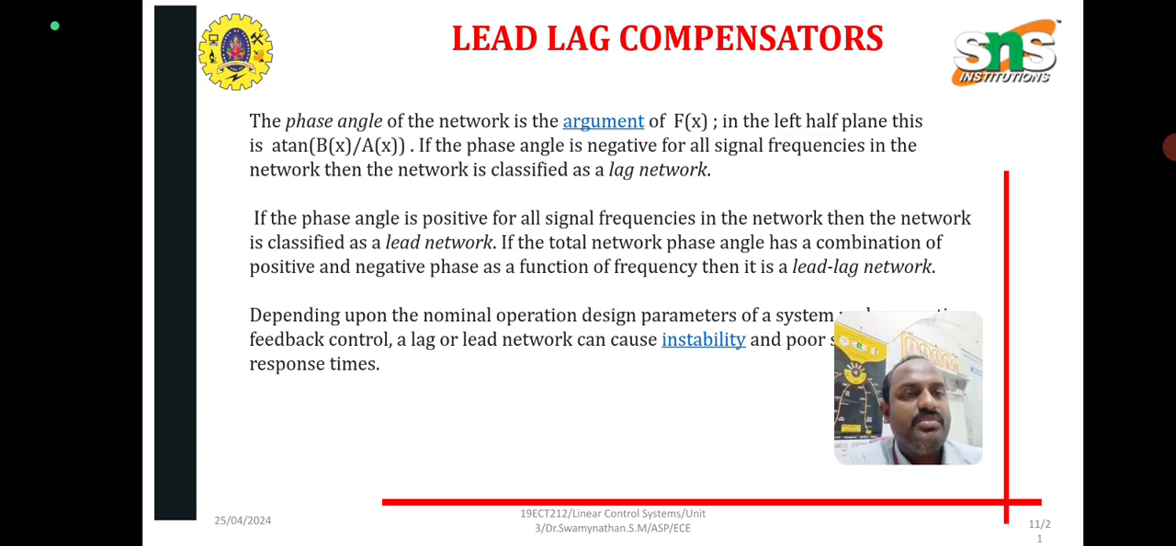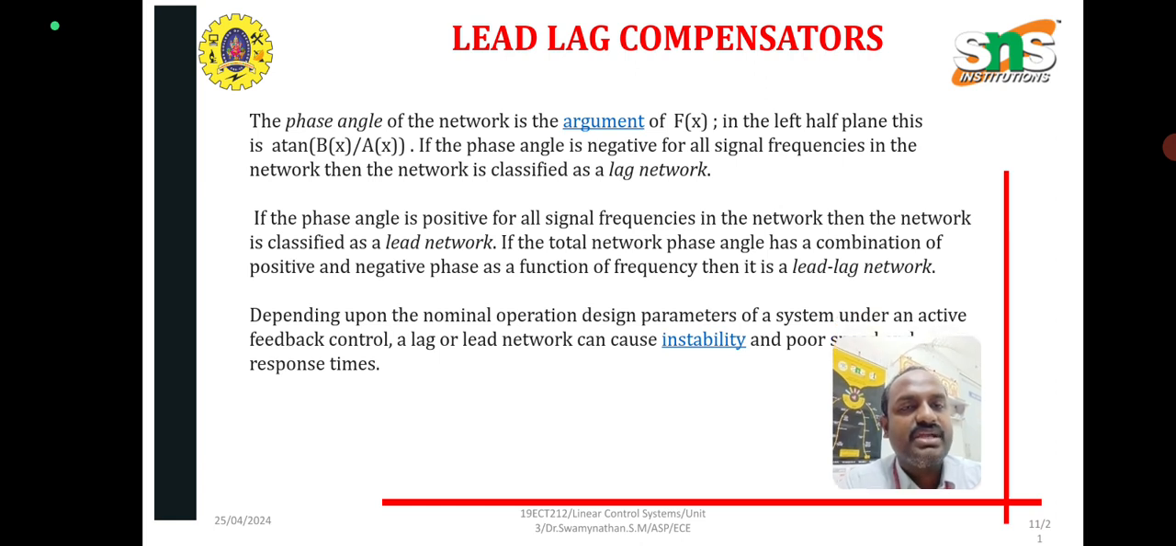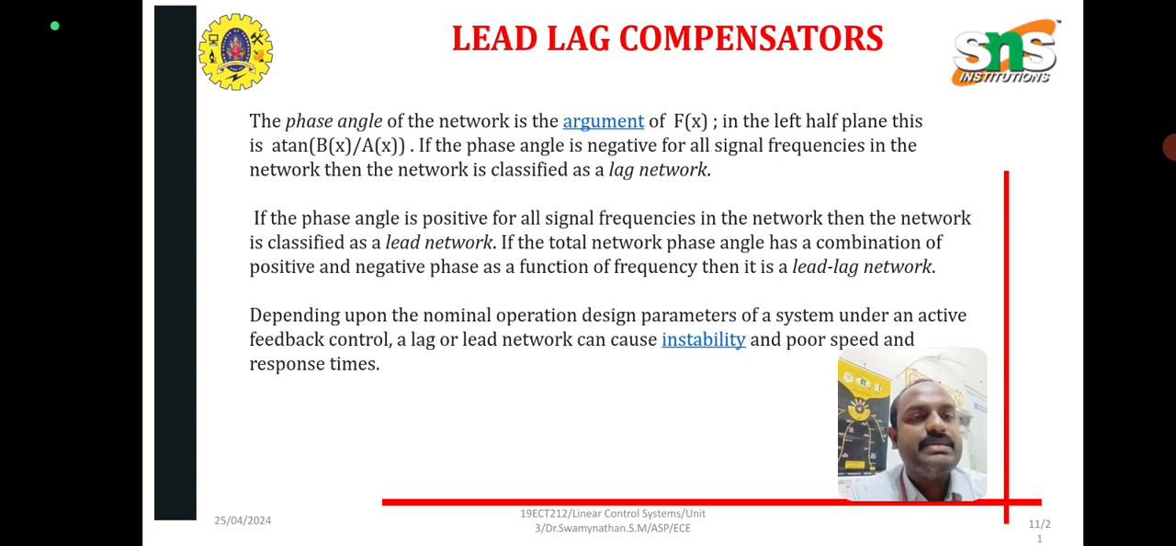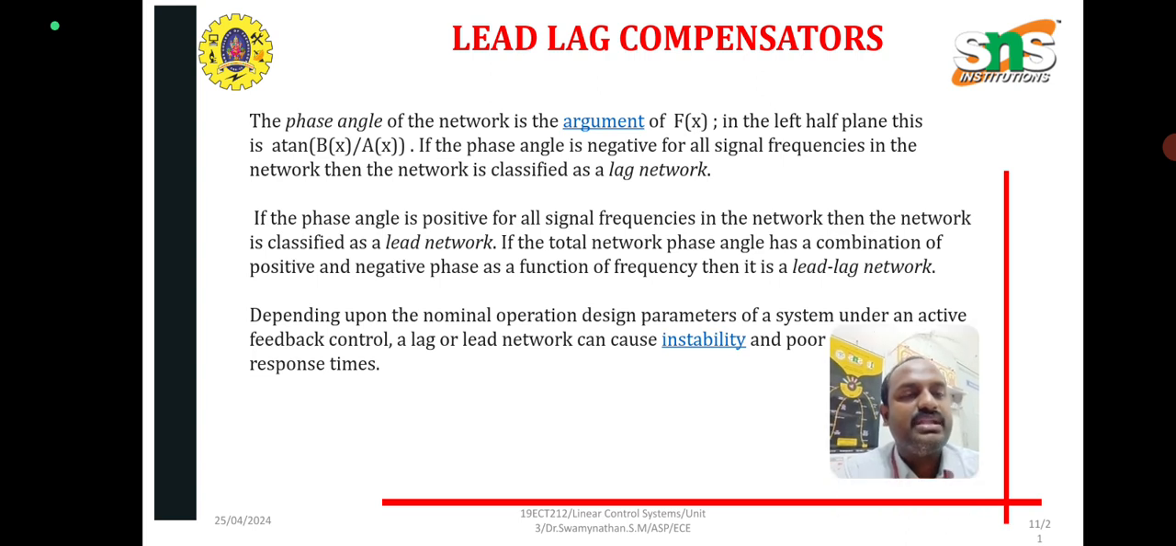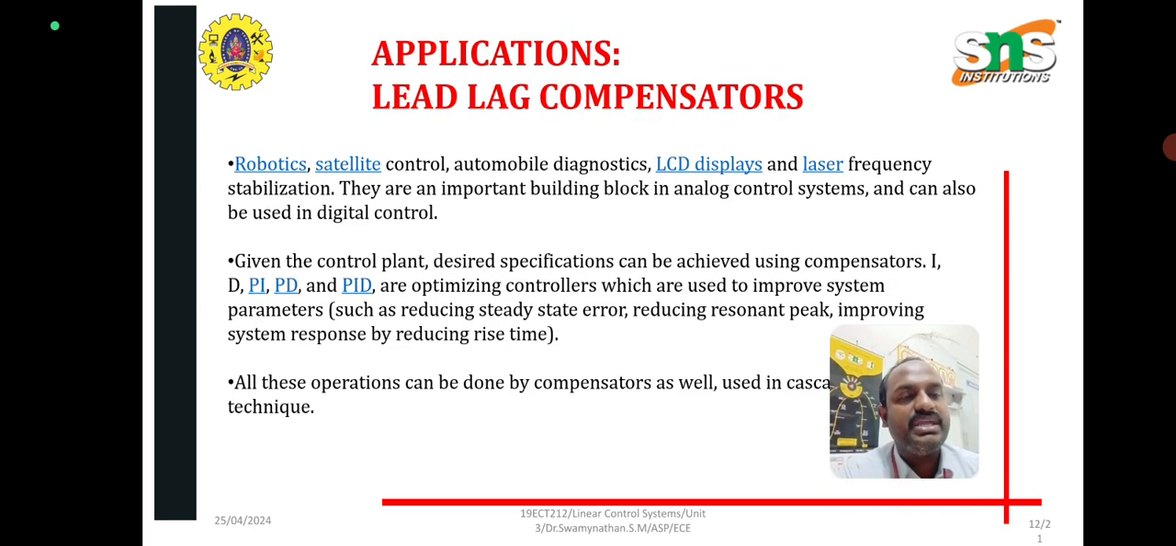If the total network phase angle is a combination of positive and negative values as a function of frequency, then it is called a lead lag network. So in a feedback control system, depending upon the nominal operation and the design parameters for the particular system under active feedback control, a lead lag network corrects the instability, poor speed and response time. So these are the applications.